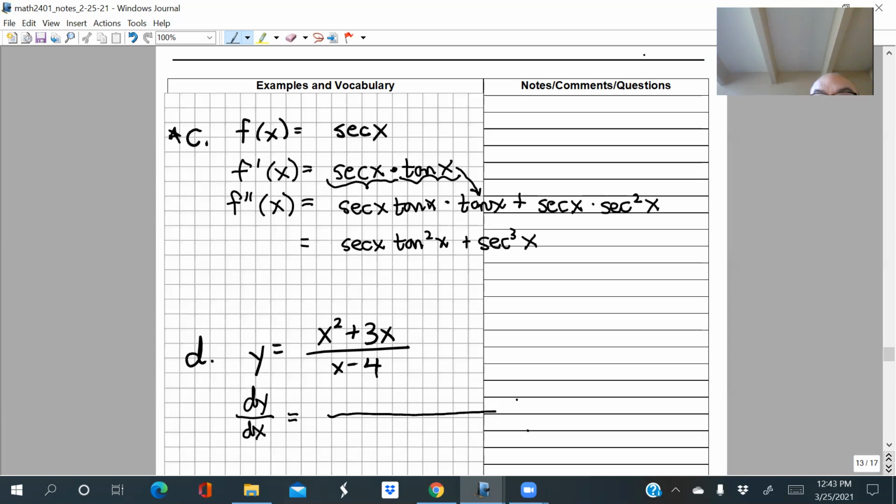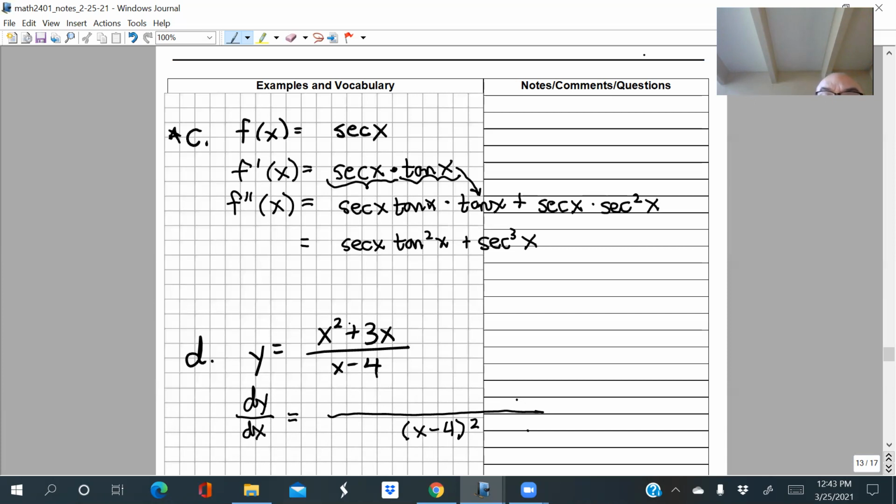It's the derivative of a quotient, so we have to use the quotient rule. The quotient rule is very similar to the product rule, but not the same. Remember, in the quotient rule, you keep the denominator, x minus 4, but you square it. Then the top is the part that looks like the product rule, with just a slight difference.